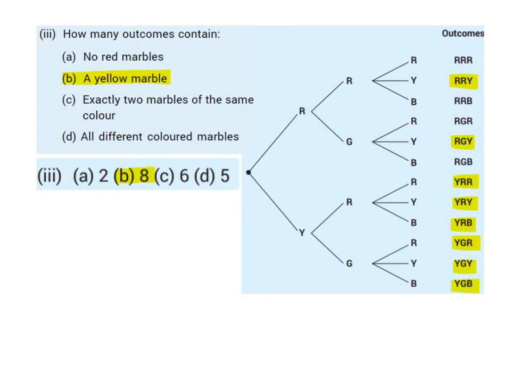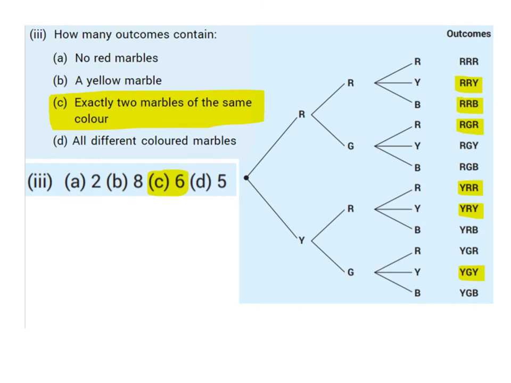B, how many outcomes contain a yellow marble? So again, once you've drawn your branches and listed your outcomes, you just look along your outcomes to see how many outcomes have a Y in it. So there's a Y, there's a Y, there's a Y, there's 2 Ys, a Y, another 2 Ys, and a Y. So counting them 1, 2, 3, 4, 5, 6, 7, 8. So 8 possible outcomes contain a yellow marble.